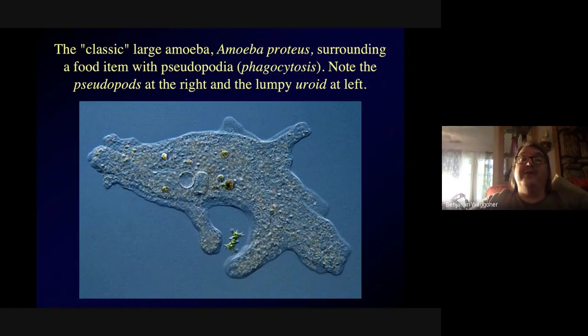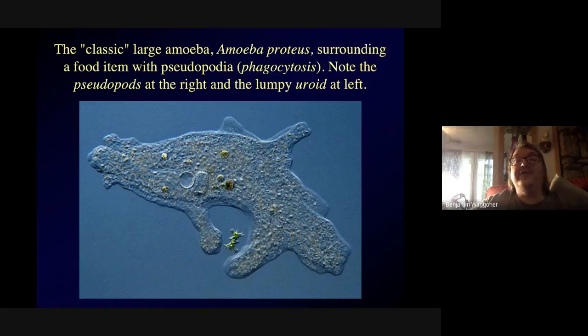And that process of engulfing food items by surrounding them with pseudopodia is called phagocytosis. And again, it's the same way that your white blood cells destroy invading bacteria. I haven't finished it yet, but I'm actually working on a lab that would look at this and would make the connection a little bit more clear between your immune system and the behavior of these amoebas.